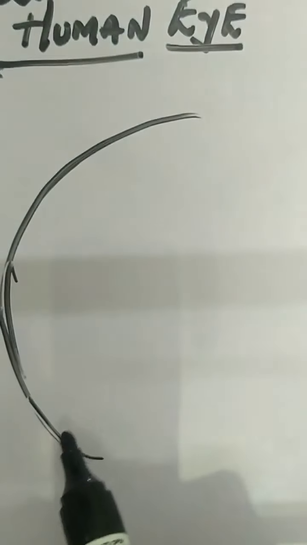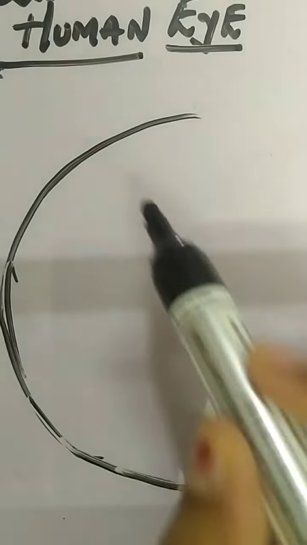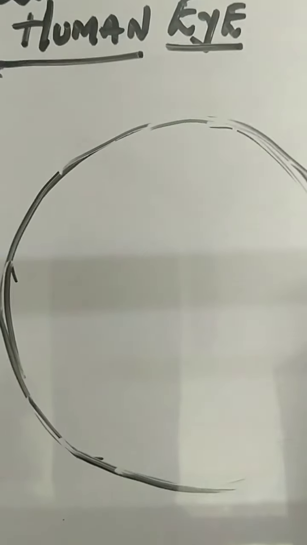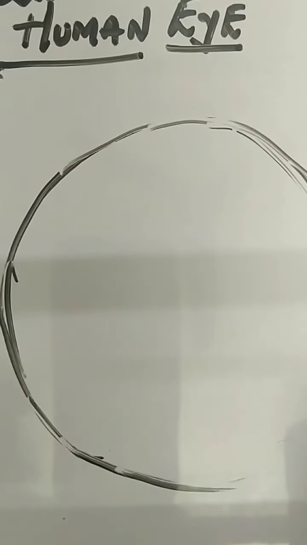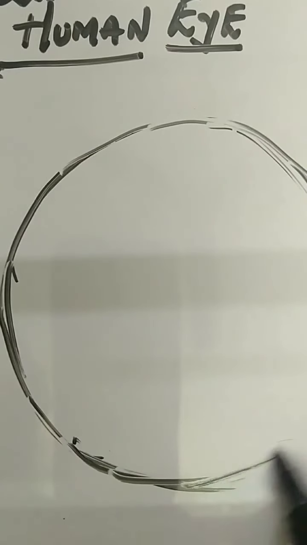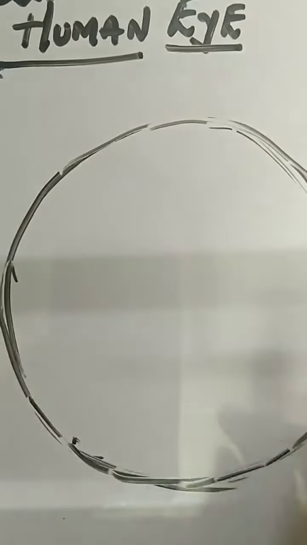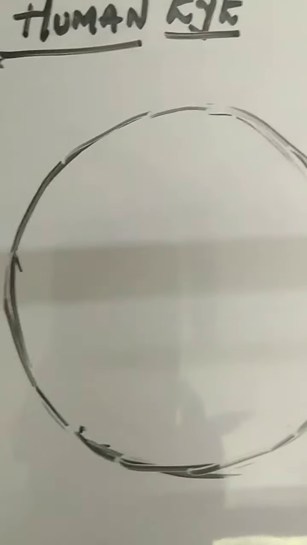So let us start the diagram by drawing a circle. This way, I'm drawing a circle, a rough circle. Don't use a protractor or compass to draw the circle. No, we don't need one. So roughly we have drawn a circle. The remaining part of the circle is here.